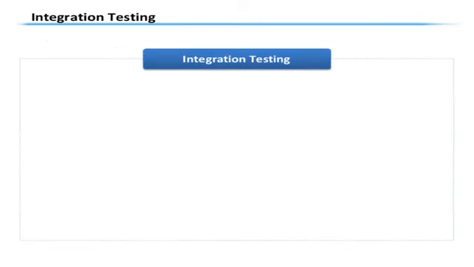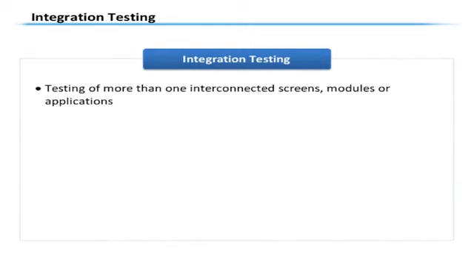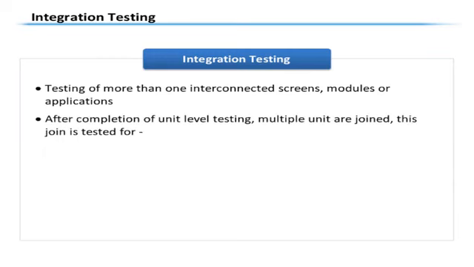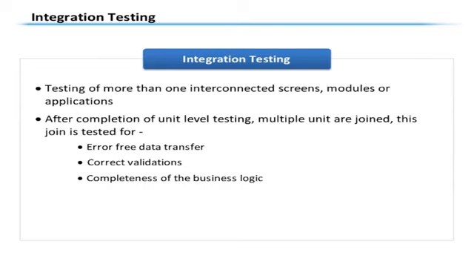Integration testing. Testing of the multiple units and programs which are interlinked is known as integration testing. Generally, after a successful pass of the independent units of the software system, they are logically joined. This join needs to be tested for various functional and technical aspects, like error-free data transfers, proper validation of all relevant data, or correct business logic.